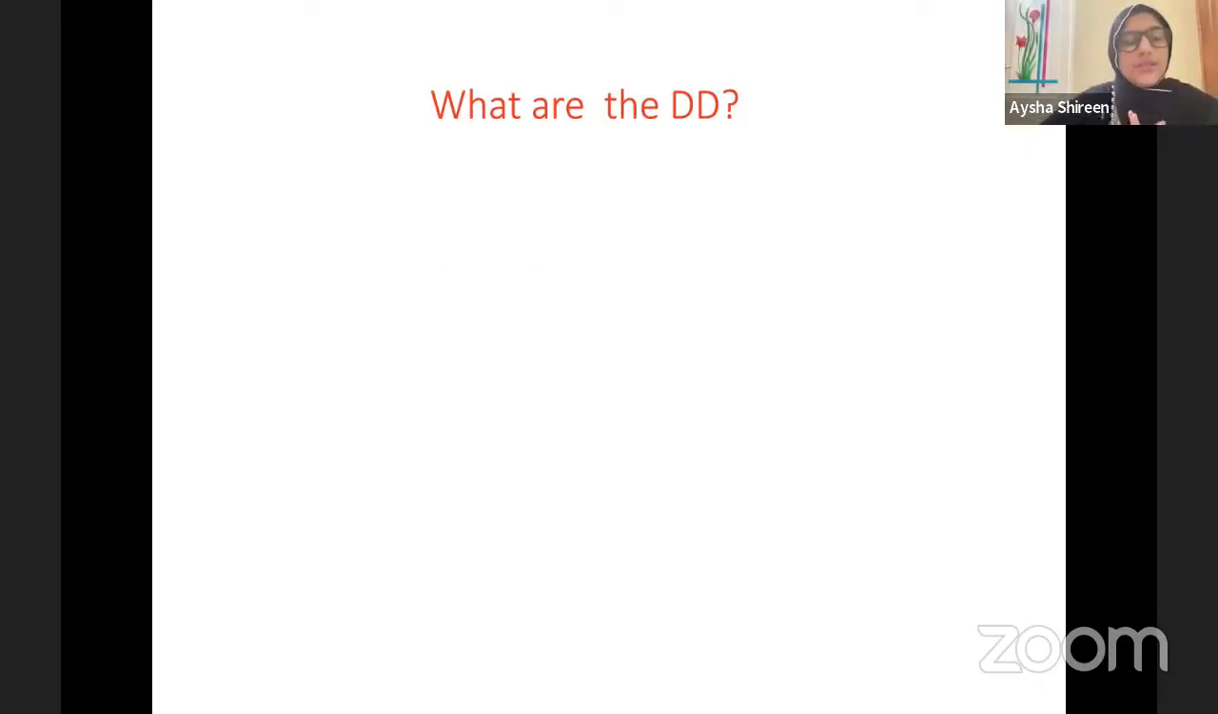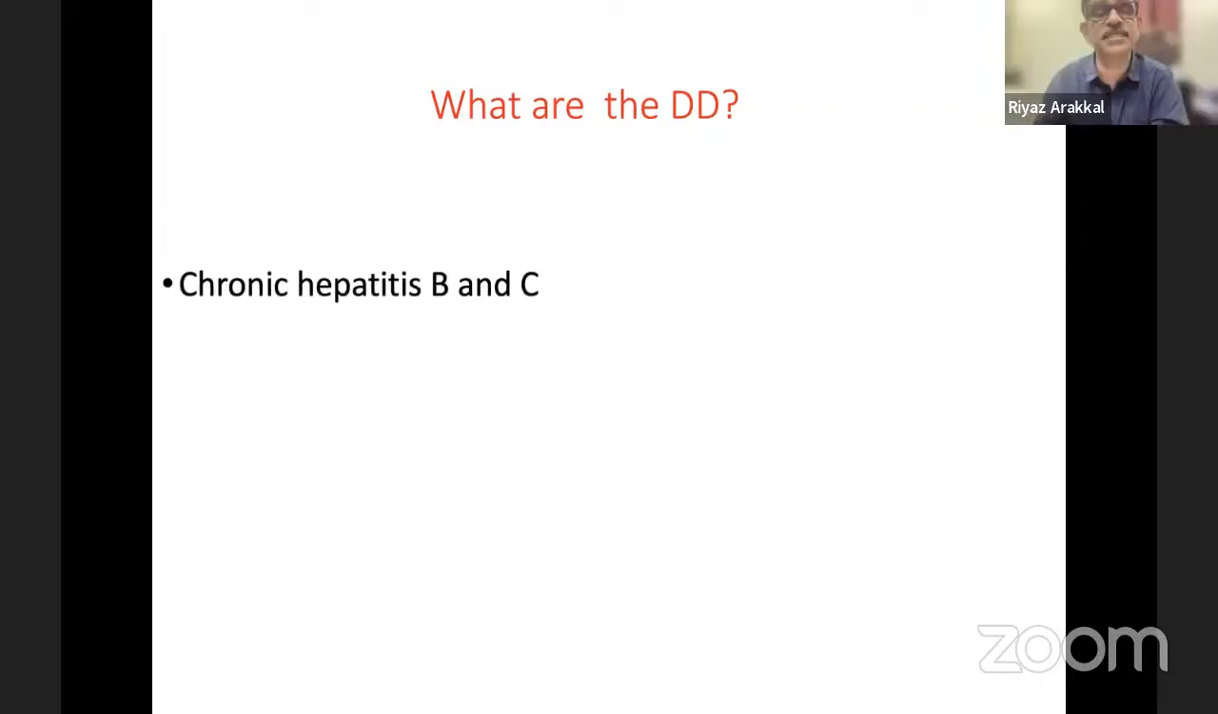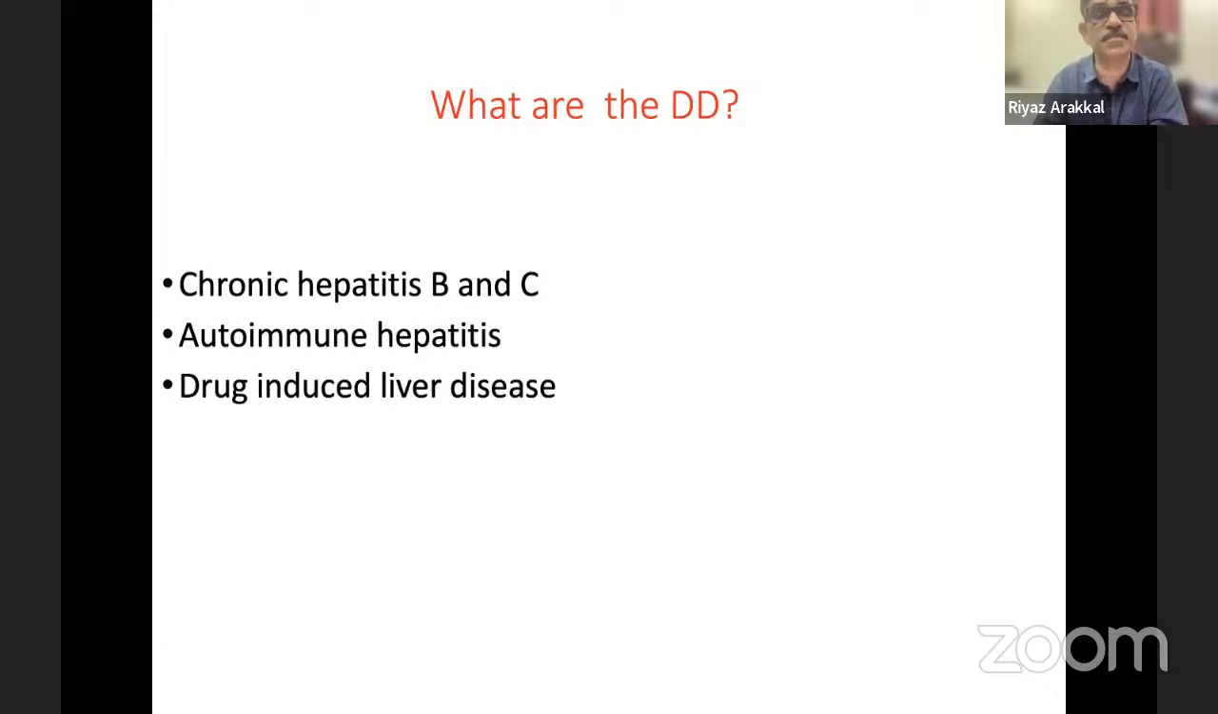There can be other causes of chronic liver disease like chronic hepatitis B, hepatitis C. Never forget about autoimmune hepatitis. Sometimes it will be extremely difficult to differentiate Wilson disease from autoimmune hepatitis. Never forget about drug-induced liver disease, even the indigenous medicines, Ayurvedic medicines, etc. They are notorious to cause disease.